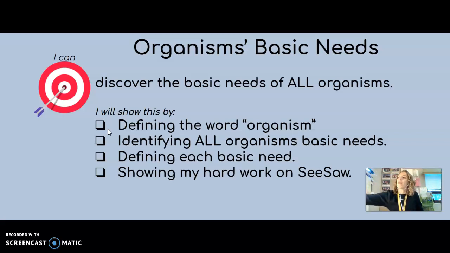You will need a pair of scissors, and you will need some glue. If you don't have glue, you can use some tape. Either is just fine. So before you continue, make sure you have those things. I almost forgot. You will also need a pencil. Okay. So go ahead and go get all those things, and we can start talking about the basic needs of all organisms.